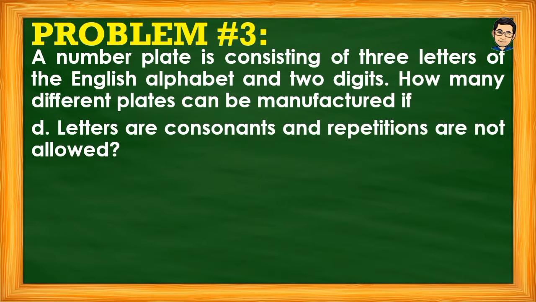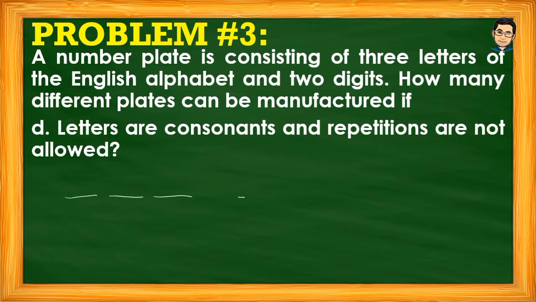So, for letter D naman, letters are consonants and repetitions are not allowed. So, kung kanina, vowels yung ating mga ginamit, ngayon naman po, consonants. And then, repetitions are not allowed. Okay, so hindi pwedeng umulit yung mga consonants tsaka yung mga numbers. So, yung bilang po ng consonants ay 21. Bakit? Isusubtract lang po natin yung bilang ng mga vowels dun sa total na bilang ng letters ng English alphabet. So, 26 minus 5, that is 21.